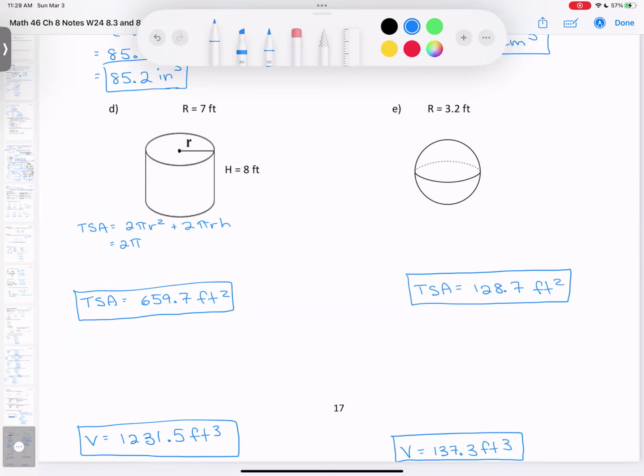Remember, pi is just a number, so we can just leave that as pi. R is 7 in this case. And h here is 8. Okay, so let's calculate these. And I'm just going to keep everything out to the 100th position for now until I round to the nearest 10th in my final answer.